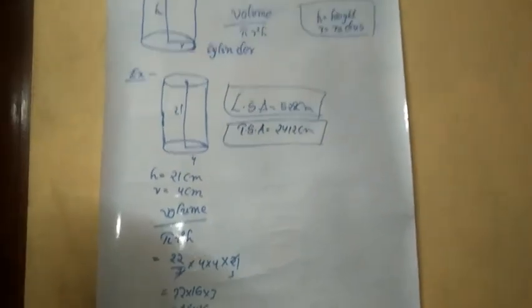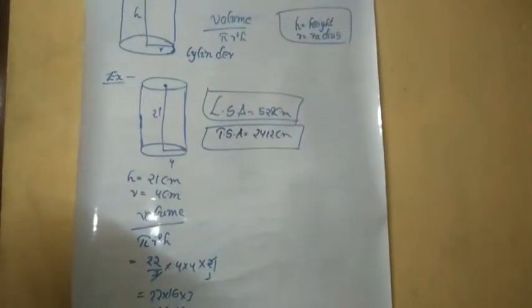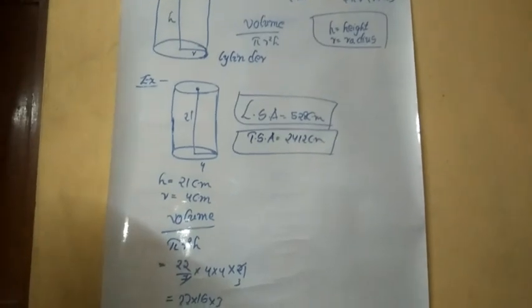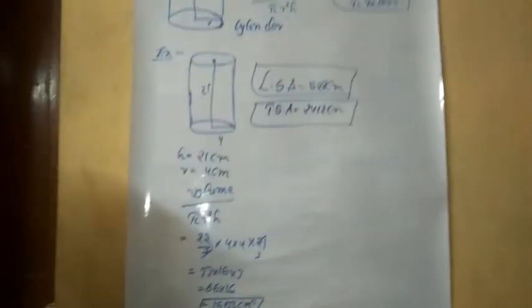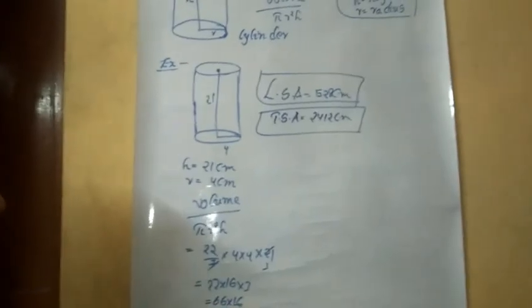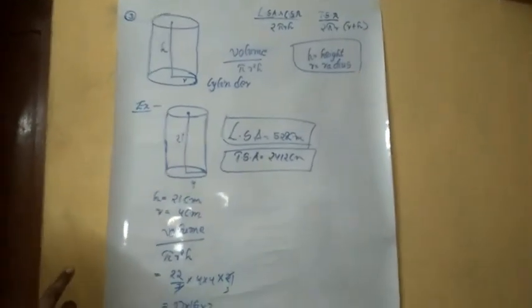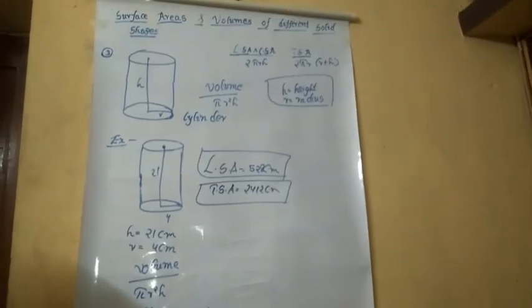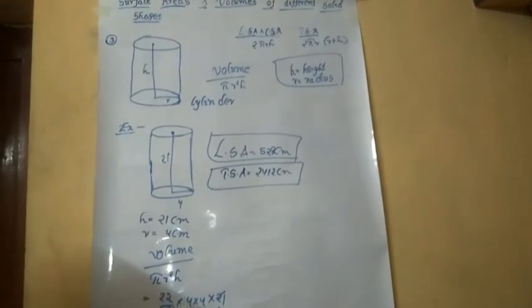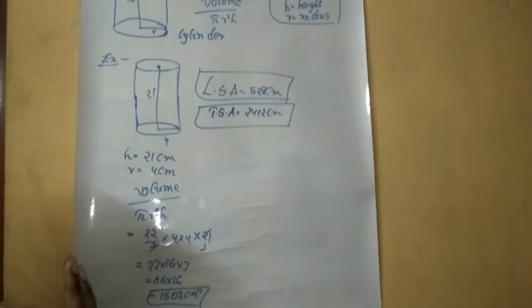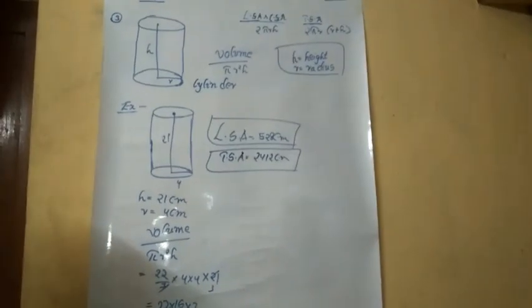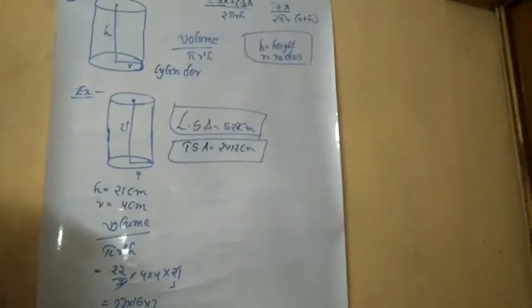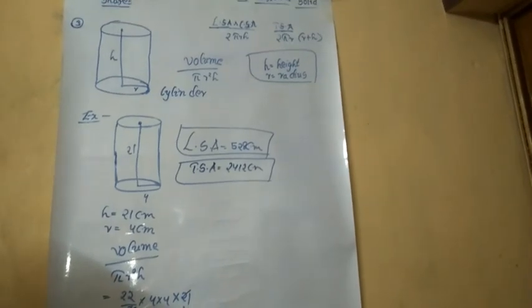So friends, in this video I said volume, LSA, CSA, TSA and the volume, and for the cuboid and cube too I have said with examples too. So friends, the surface area and volume of different solid shapes have 8 figures. In this video, I have covered 3 figures. In the next video, I will cover all the rest of the 5 figures. This is the part 1. So friends, in the part 2, I will meet with you.